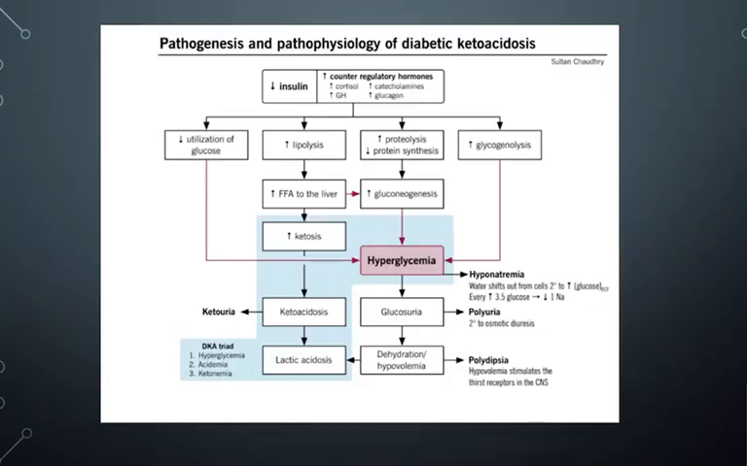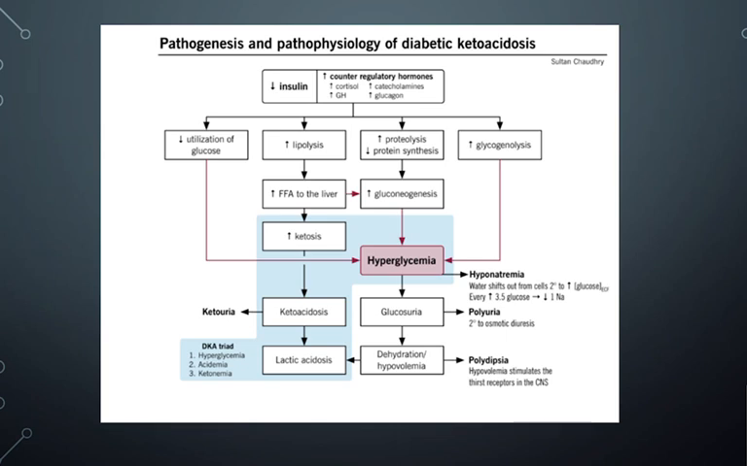So this is the pathogenesis and pathophysiology of diabetic ketoacidosis. Another cause of a high anion gap metabolic acidosis is diabetic ketoacidosis, where there is a relative or absolute insulin deficiency along with increased counter-regulatory hormones. Here there will be decreased utilization of glucose, increased lipolysis, increased proteolysis, and increased glycogenolysis. All these ultimately lead to hyperglycemia, and hyperglycemia will lead to a shift hyponatremia. It will lead to glycosuria, dehydration, and hypovolemia.